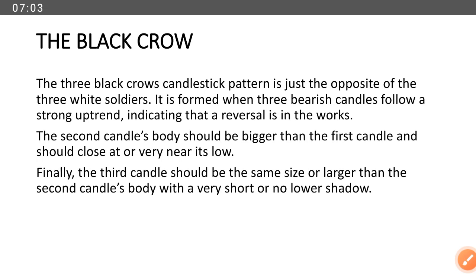The second candle's body should be bigger than the first candle and should close at or very near its low. What does that mean? The shadow must be small. The close and the low must not be too far from each other, meaning the shadow must be very small. It must not be too big. If it's too big, that is invalid.